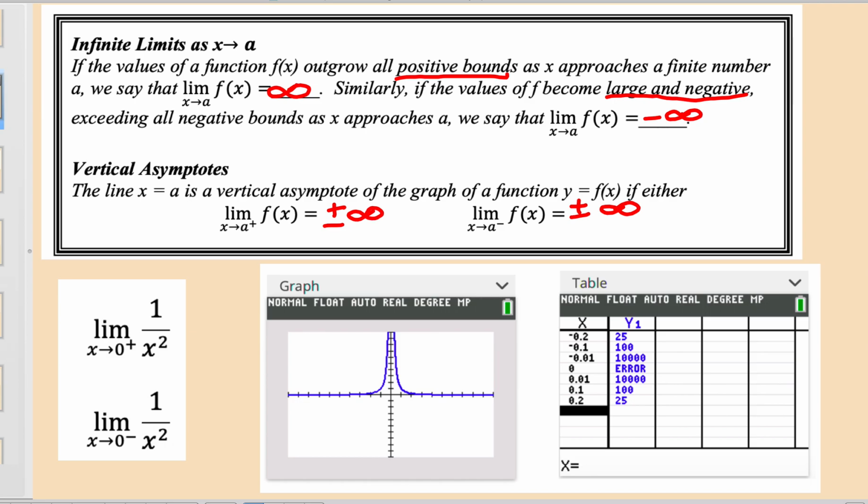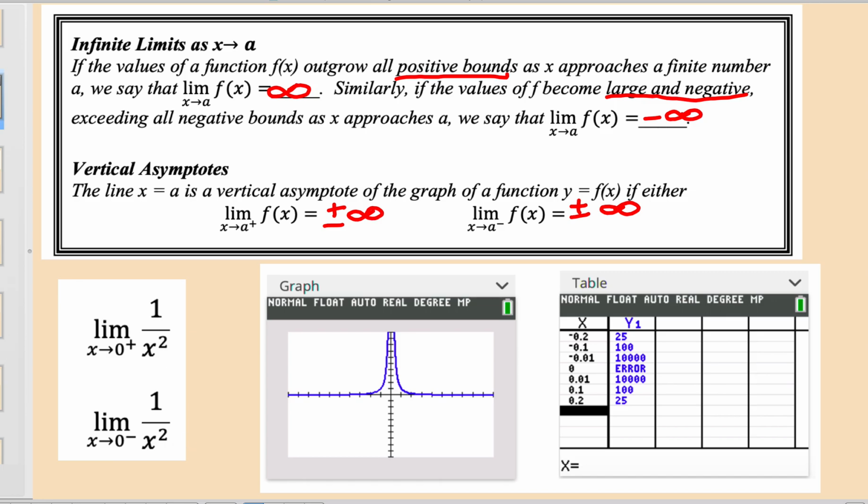An infinite limit means that if the values of the function f of x outgrow all positive bounds as x approaches a finite number, we say the limit as x approaches a of f of x is infinity. Let's look at this example, 1 over x squared.